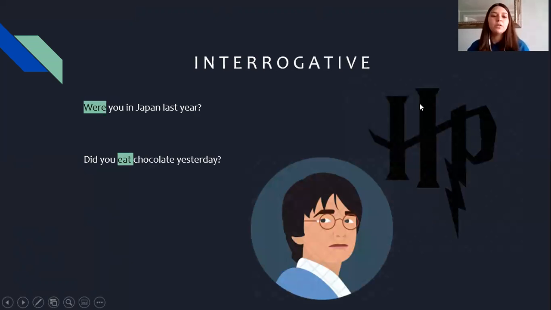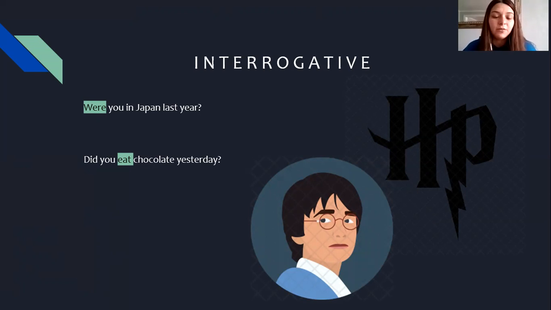So now let's move into the irregular verbs in interrogative questions. Just as in the regular ones, we are not going to use the exact past simple form of the verb. Here we add did in the sentence, and then the verb in infinitive, like: Did you eat chocolate yesterday?